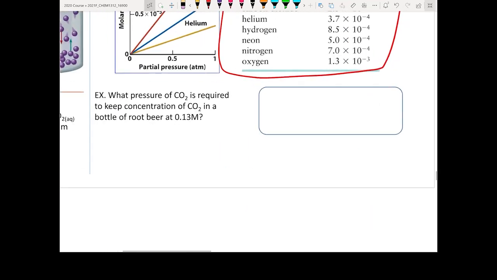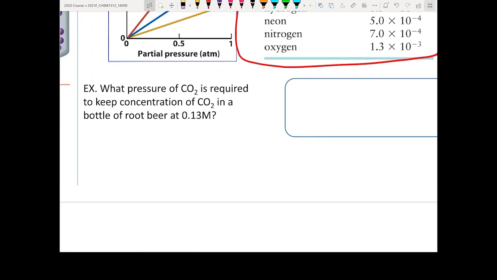And then the question you're going to encounter is like this: what pressure of CO2 is required to keep the concentration of CO2 in a bottle of root beer at 0.13 M? Once you see this type of question, it should ring a bell that this is talking about the effect of pressure on solubility in aqueous solutions. You should definitely go to Henry's law equation, which is C equals K times P. Right now, you know the concentration is 0.13.